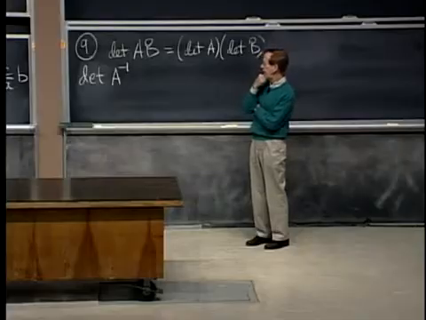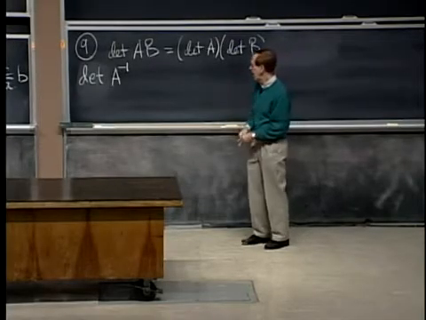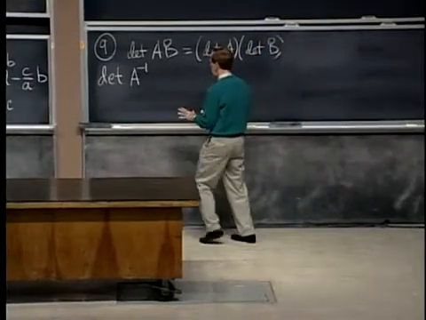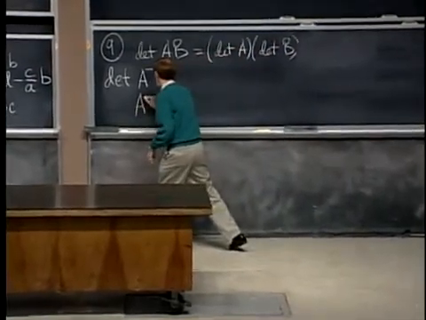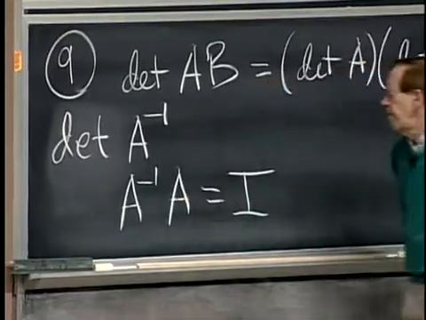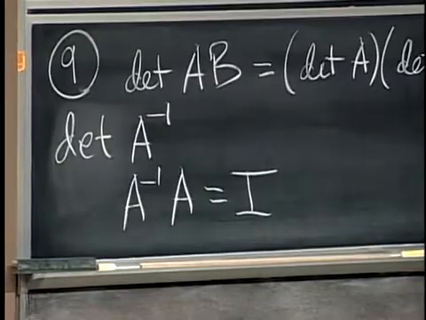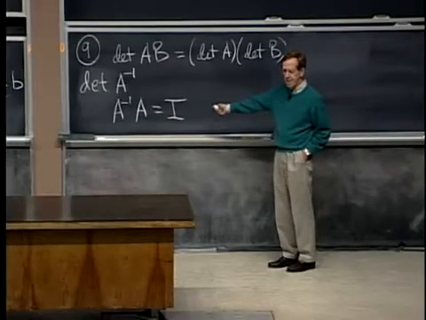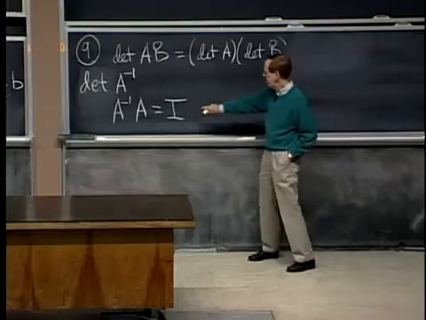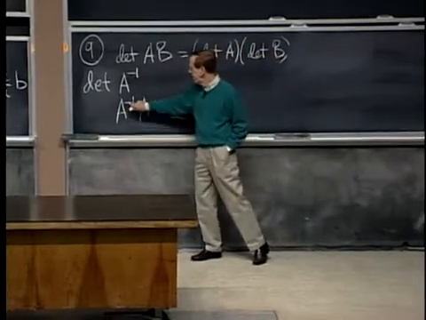What does this tell me about A inverse? Its determinant. Okay, well, what do I know about A inverse? I know that A inverse times A is I. So what am I going to do? I'm going to take determinants of both sides. The determinant of I is 1. And what's the determinant of A inverse A?